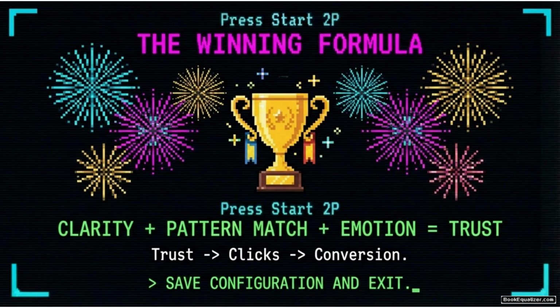Clarity: is your promise instantly understandable? Pattern match: does your cover fit the visual language of your market? Emotion: does your color, temperature, and imagery match the feeling you're selling? Get all 3 right, and you build trust. Trust is the currency of conversion. This isn't art school, this is business school. Your cover is an interface, and interfaces are judged on one metric: conversion rate. Save configuration and exit. Now go build covers that actually sell.